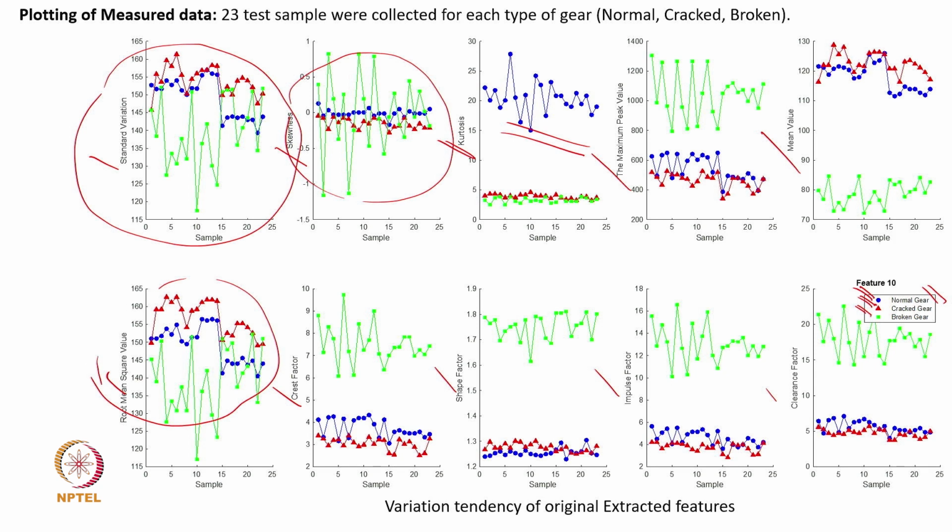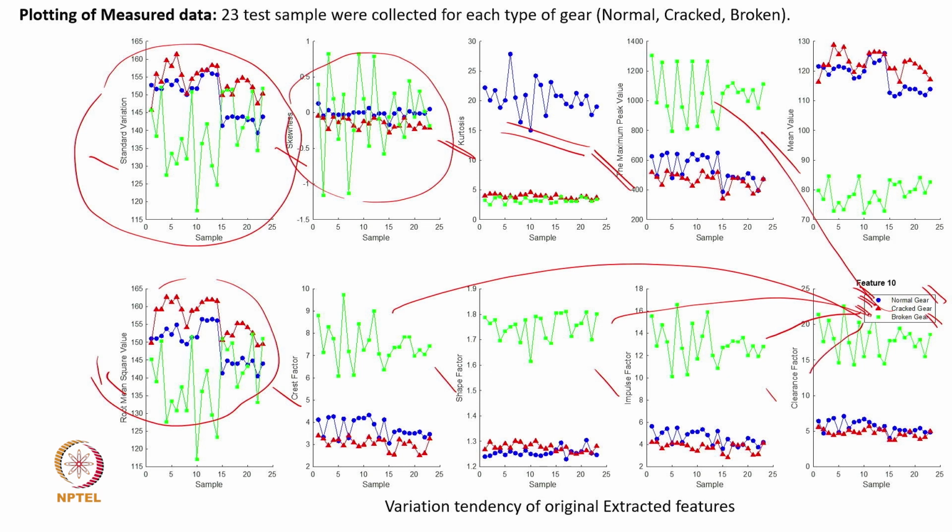Now, what are the remaining features? We have peak value, which is clearly indicating the broken gear is giving a maximum vibration. Then comes the crest factor. This is also the same thing, the broken gear is giving more vibration. Shape factor, the broken gear is giving more vibration. Impulse factor and clearance factor also are showing that.